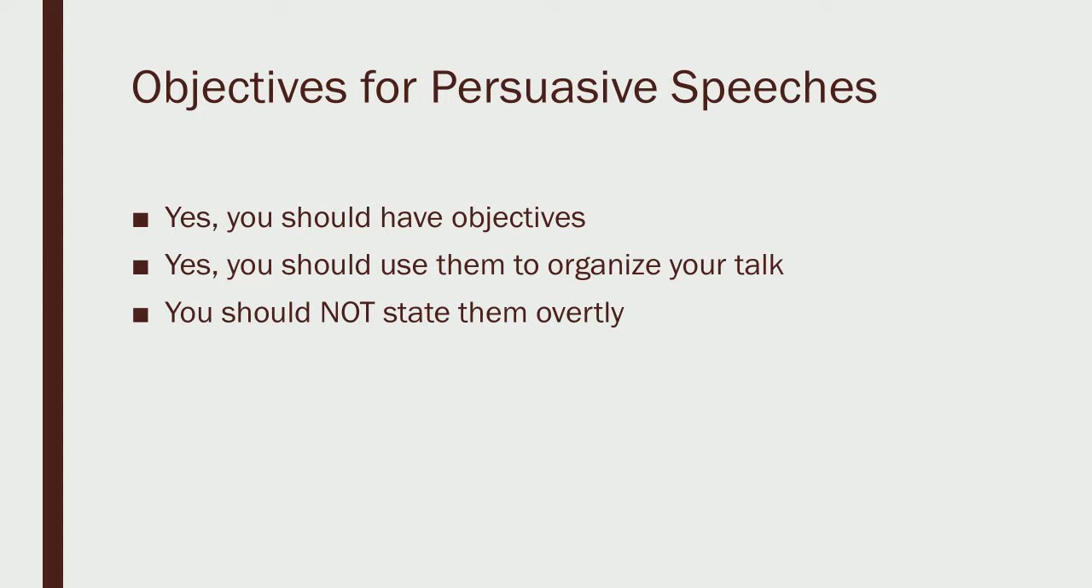When it comes to objectives, and I know that this is the thing that we've trained into you, because objectives are helpful for writing a speech. Yes, you should have them. Yes, you should use them to organize your talk. But you should not overtly state them in a talk, because again, when you think about your Martin Luther King Jr. "I have a dream" speech, he's not saying "I have a dream, but first we're going to learn about these things today, people." No, you don't do that.